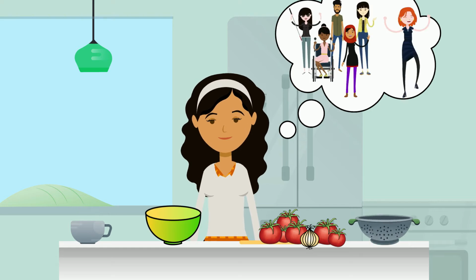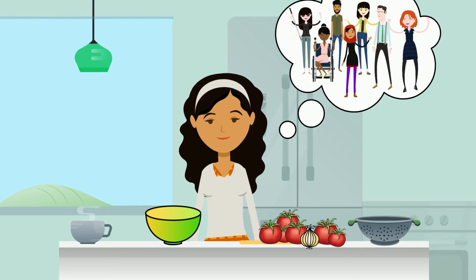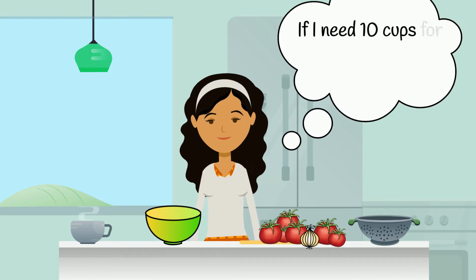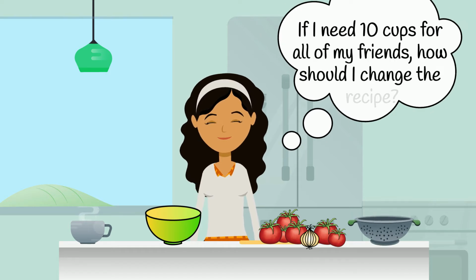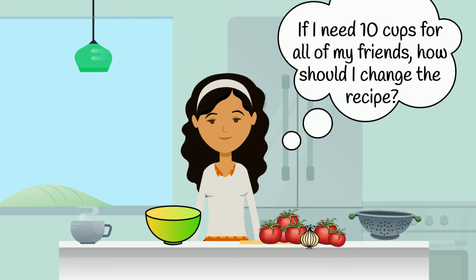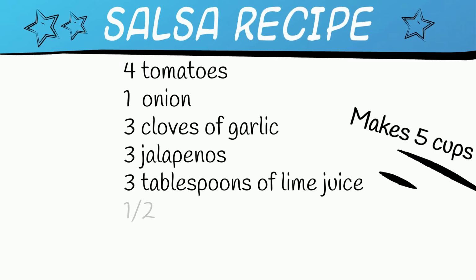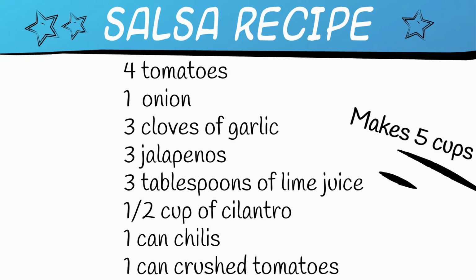Margarita starts thinking about all her friends. 5 cups won't be enough. 10 cups should do it, but the recipe only makes 5. Can using ratios help her change the recipe?